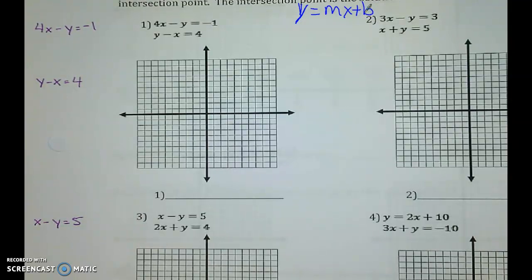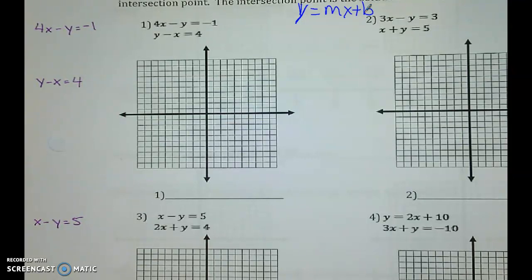So we're going to go through some of these problems. What I'm going to do is work number 1 completely, get you started on number 2, completely work number 3, and get you started on number 4. So let's go ahead and look at the equations for number 1. We have 2 equations.